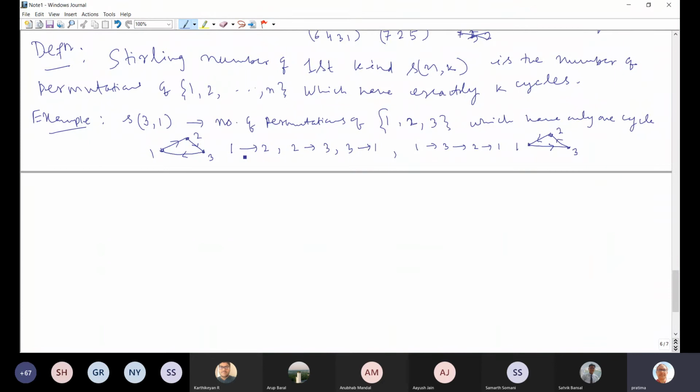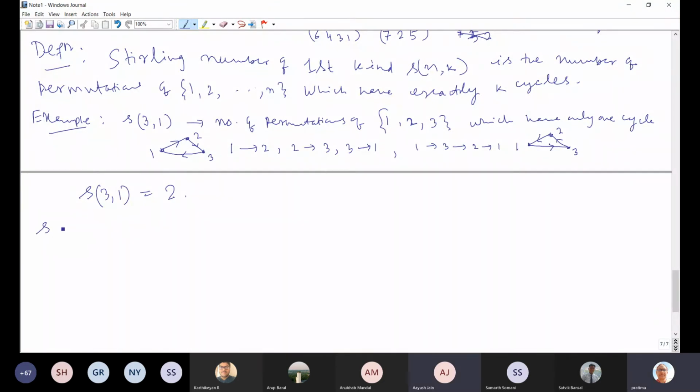So you see this orientation is different. The reverse orientation, right? This one is clockwise, the other one is anti-clockwise. Therefore these will be counted as different cycles. So this orientation will be counted. Therefore the value of s(3, 1) is equal to 2. Is it fine? Do you agree with this?